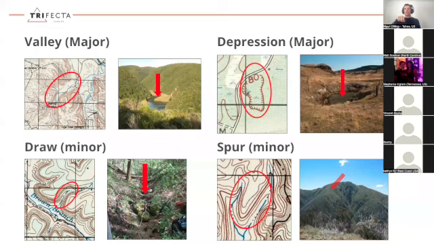fist. So as you look at your fist, you have a hilltop on the knuckle. You have a ridge line coming across your knuckles. You have a spur that comes down the finger, and then you have a draw that comes between the fingers.